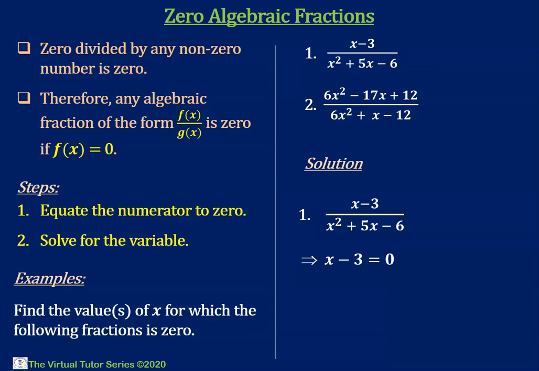The next step is to solve for x. We can simply do this by adding 3 to both sides of the equation. This gives us x is equal to 3. Therefore, the value of x for which the given fraction is 0 is 3. This can be verified by putting 3 in place of x in the above expression.